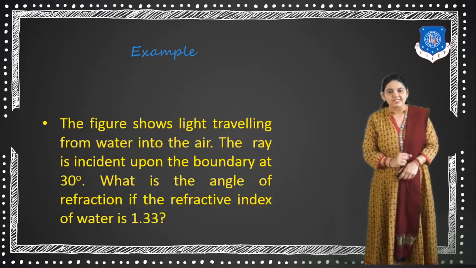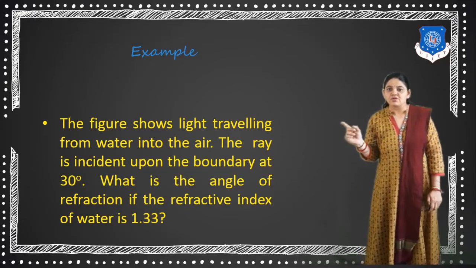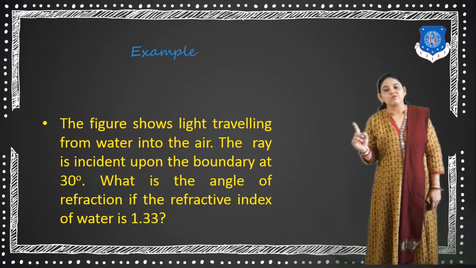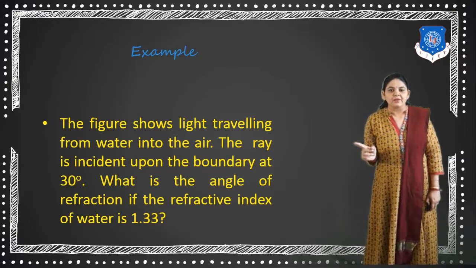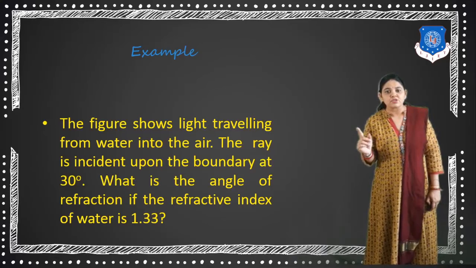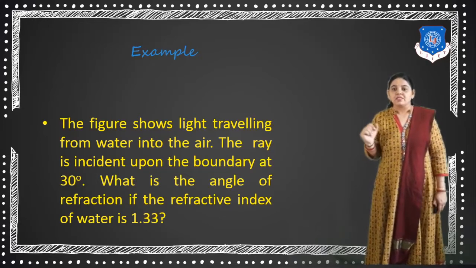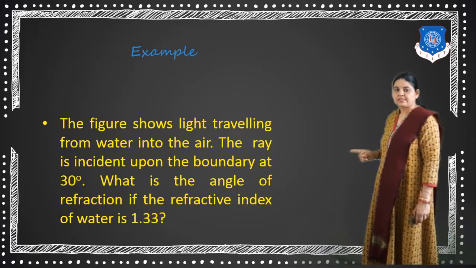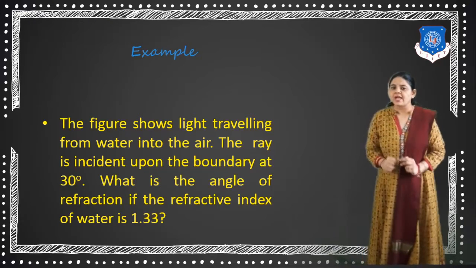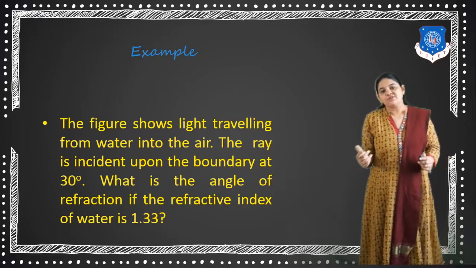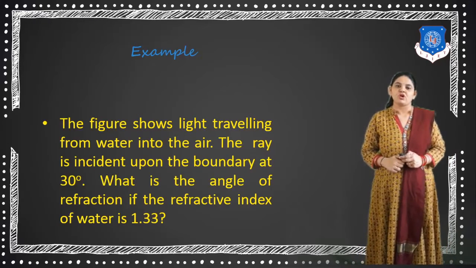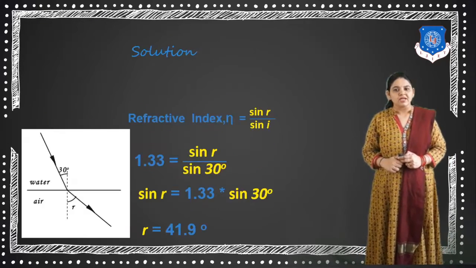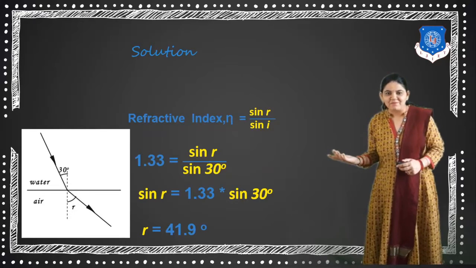So now let us solve an example. The figure shows light traveling from water to air. Water to air means higher density to lower density. The ray is incident upon the boundary at 30 degrees. What is the angle of refraction if the refractive index of water is 1.33? So you can see the example.